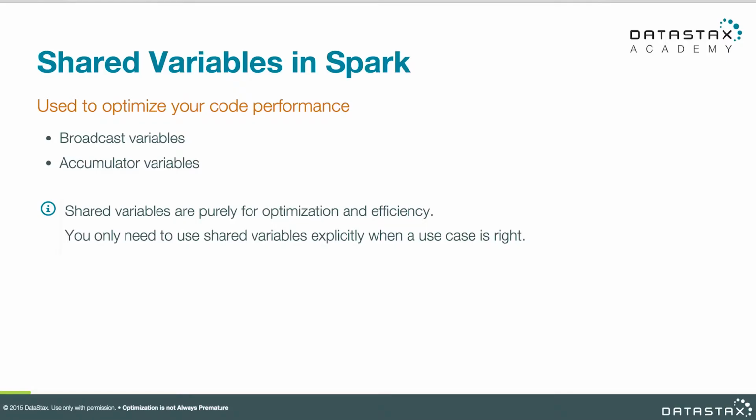Spark is built to be fast, but that doesn't mean there's nothing you can do to make it go faster. We're going to look at a few techniques for that here. One common optimization is to use shared variables, which break down into two categories: broadcast variables and accumulators. Let's take a look at those in turn.